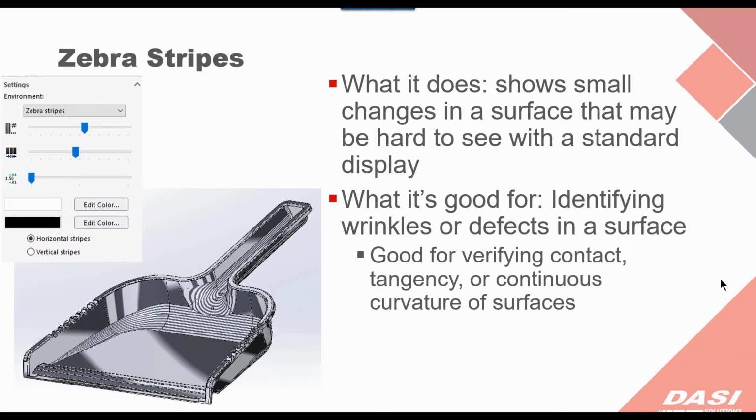Zebra stripes. These are cool. What it does is it basically shows small changes in a surface that's pretty hard to see with just your standard display, right? So it's really good for just identifying wrinkles or defects in a surface and verifying contact, tangency, or continuous curvature of surfaces.